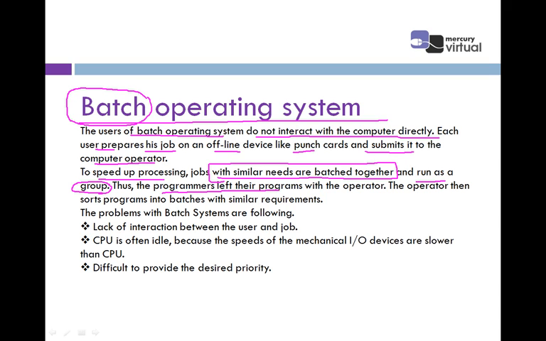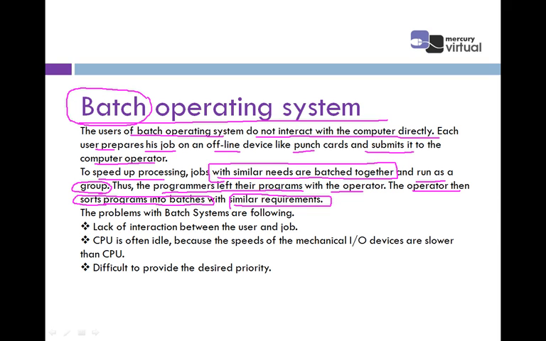Thus, the programmers leave their programs with the operator. The operator then sorts programs into batches. How does the operator sort? Depending upon the similarities between different processes with similar requirements. In simple terms, there are different requirements. Requirements include, like, I'm using MS Office, MS Word, you are using MS Word. Both the requirements are the same. So the operator sorts the programs in such a way that all the batches contain similar requirements, similar programs. Now this is the batch operating system which is performed by the operating system, which is the main category of the operating system.